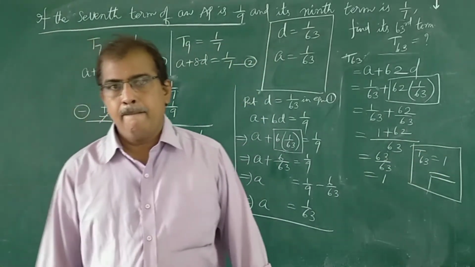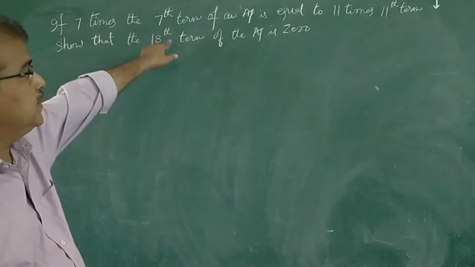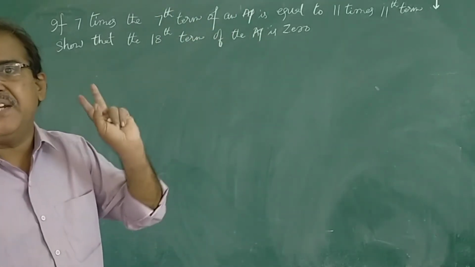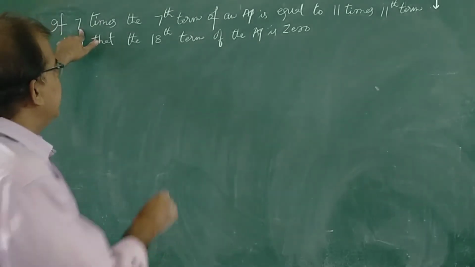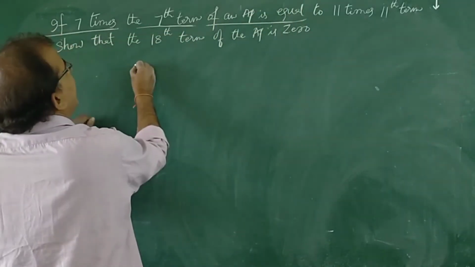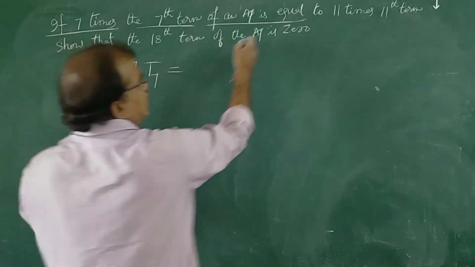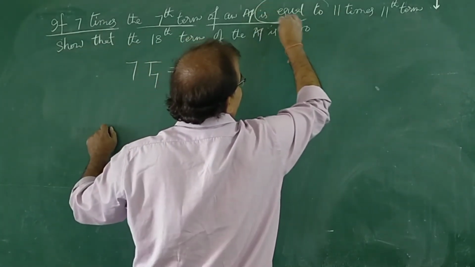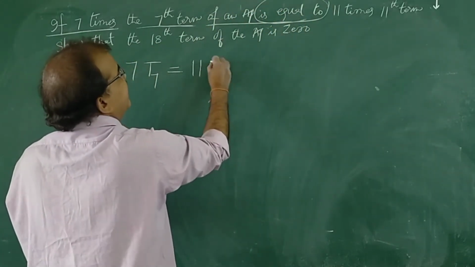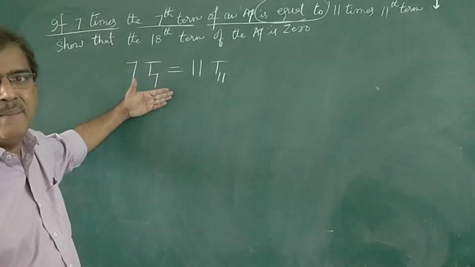Okay, thank you. Here is one more sum, the fourth sum. 7 times the 7th term of an AP is equal to 11 times the 11th term. This is the only condition given. This is the English statement, and I converted it into a mathematical statement.